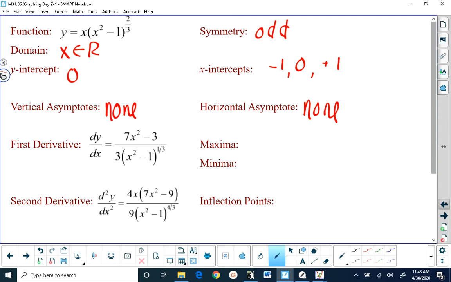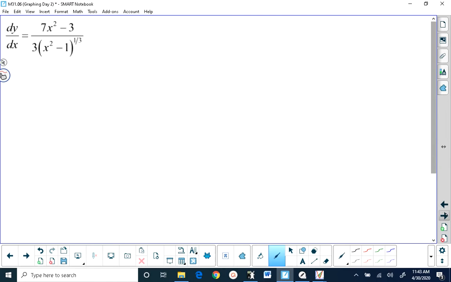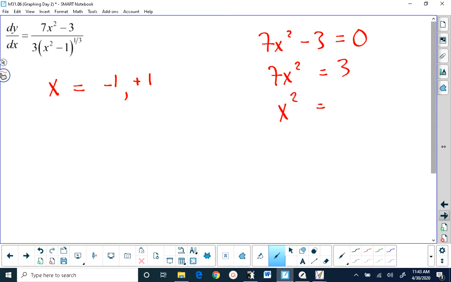Now we're going to do the first derivative chart, and we're also going to do the second derivative chart. Looking at the first derivative, we can see there are a number of critical numbers. In the denominator, we have x equals -1 and x equals +1. In the numerator, 7x squared minus 3 equals 0 leads us to critical values of x, which would be 7x squared equals 3, which means x squared equals 3/7, or x equals plus or minus root 3/7.